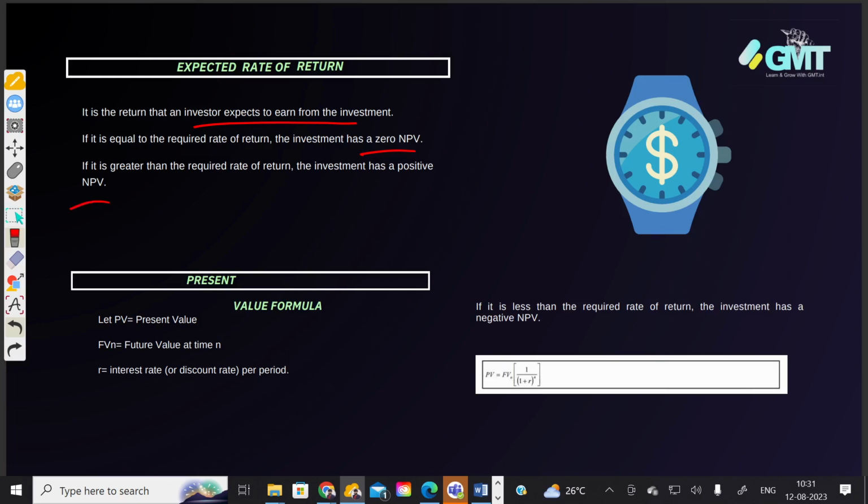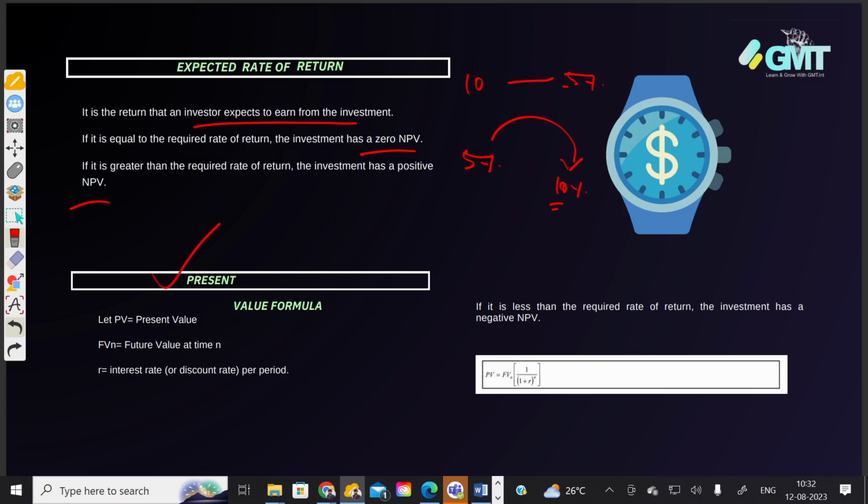That means if you're expecting, let's say, 5%, and the market returns are around 10%, that becomes a positive NPV. And vice versa. You are expecting 10%, market returns are 5%. So that becomes negative NPV, right?